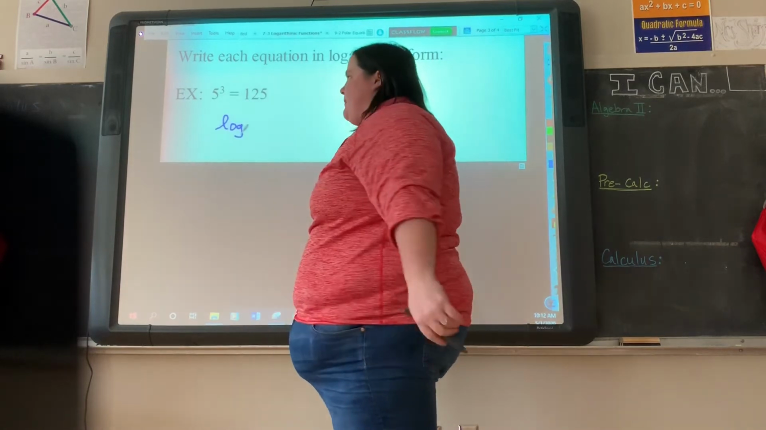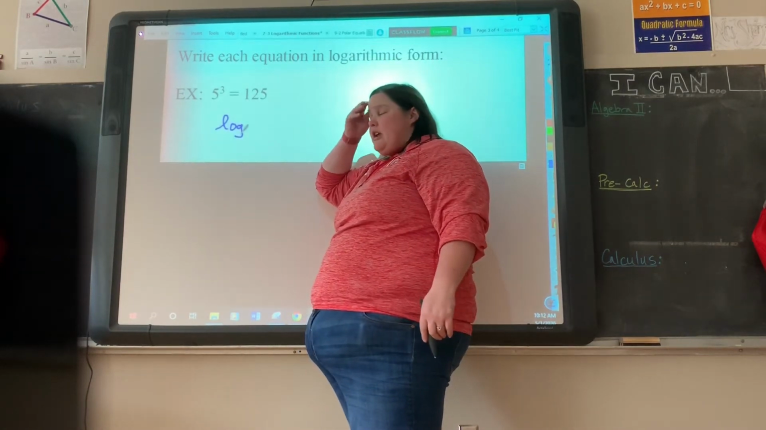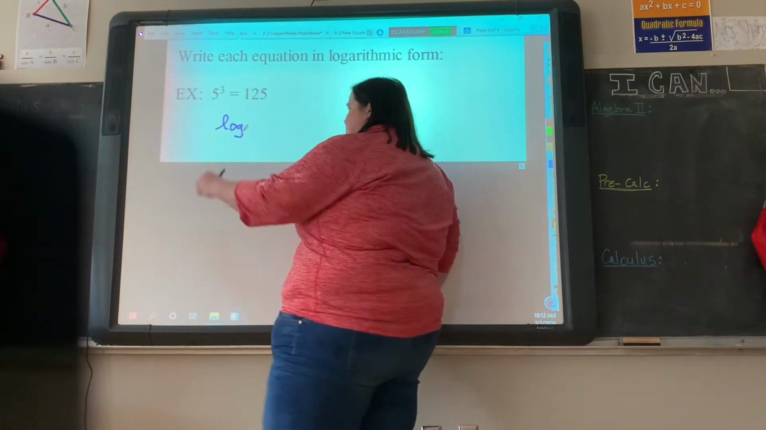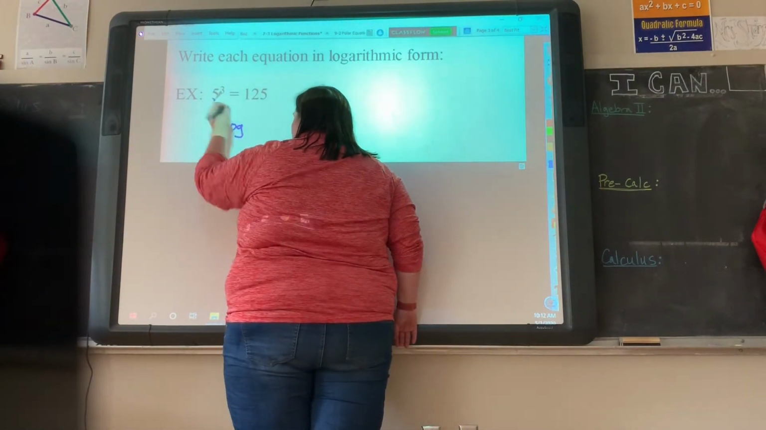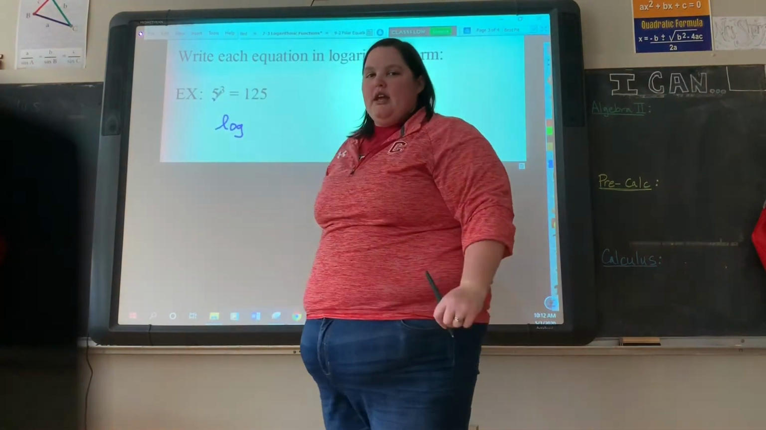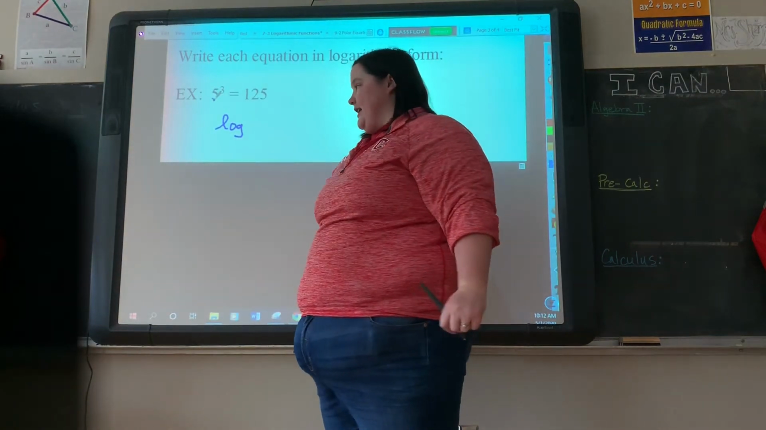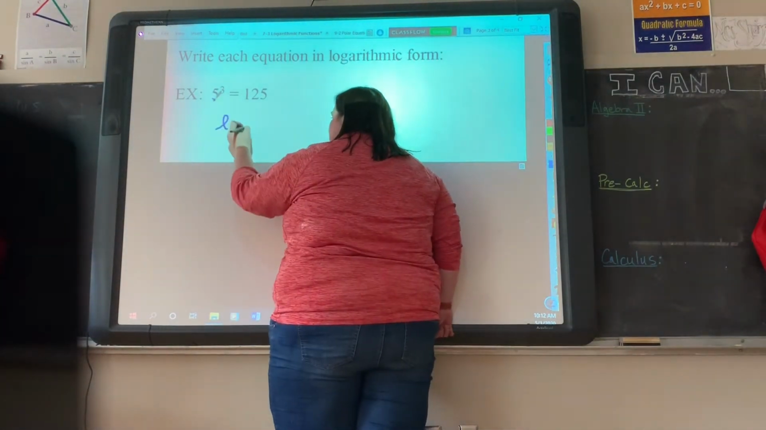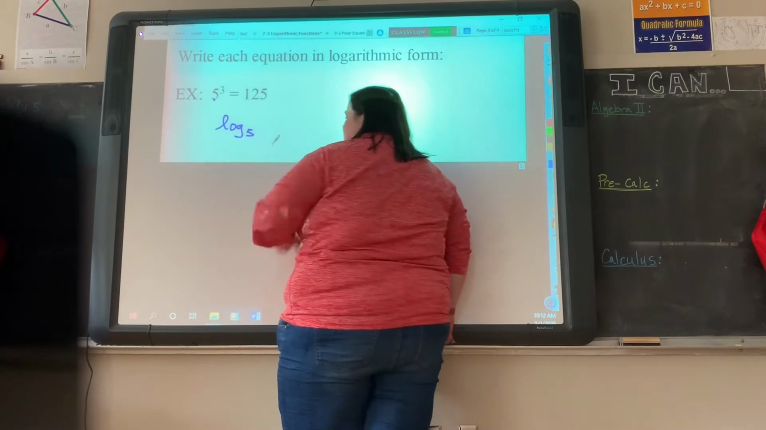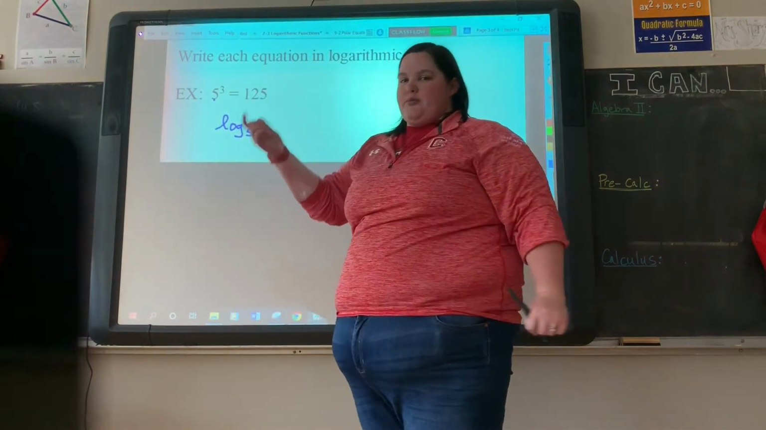So the first thing I'm going to do is write my log, and it's going to reverse completely. So we actually still start with the base. Before, the base was the little number next to the g. Here the base is the number that has the exponent. So where that goes is the little number next to the g. That's where it translated to in the reverse process.